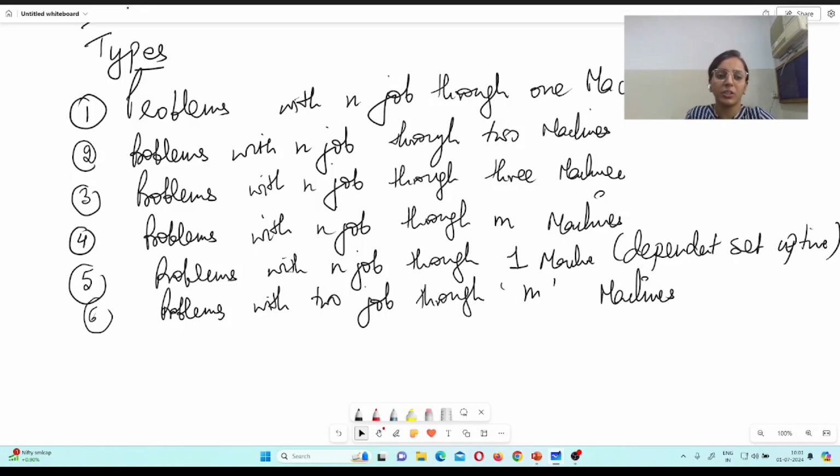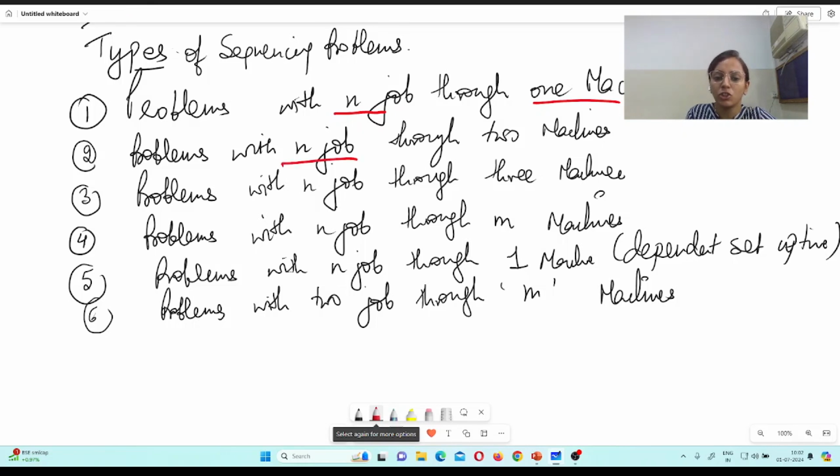So different types of sequence. These are what we have discussed about types of sequencing problems. What are the different types of sequencing problems? Just having a recap, we have the problems of n jobs through one machine, n jobs through two machines, n jobs through three machines, n jobs through m machines. And one more thing is there, n jobs with one machine, but dependent setup time is given as per the assignment problem. And the problems with two jobs. Now it is given two jobs through m machines. So these are the categories, the different types of sequencing problems.